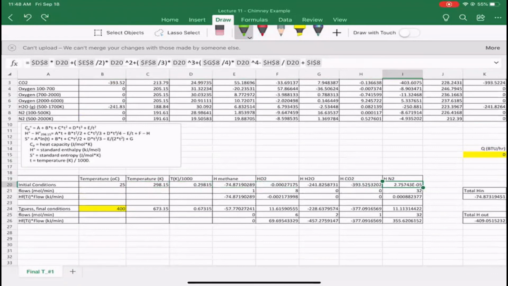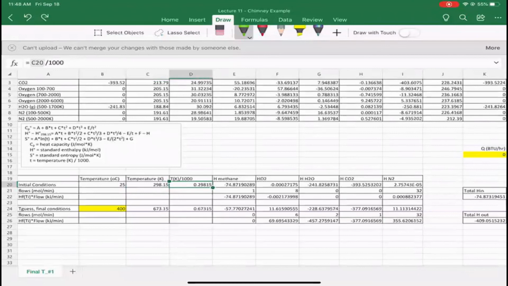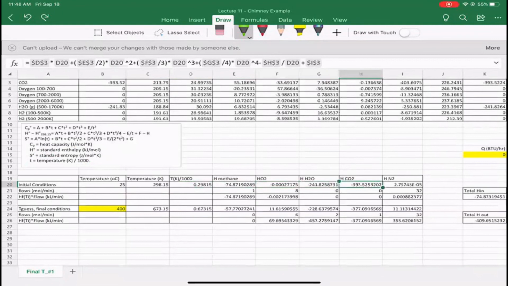Each column is a different calculation. There's the temperature input in degrees C, and there's Kelvin. Then I converted that to Kelvin over 1,000 for the NIST equation, just like we talked about a little while ago. And then I use that to calculate the enthalpy of formation at the standard condition. You'll notice that oxygen is essentially 0, nitrogen is essentially 0, and the other ones are very close to their standard heats of formation in the table.